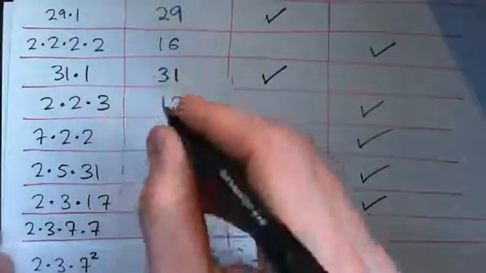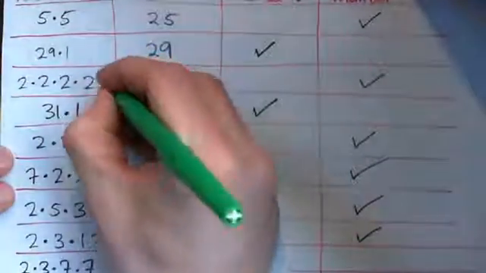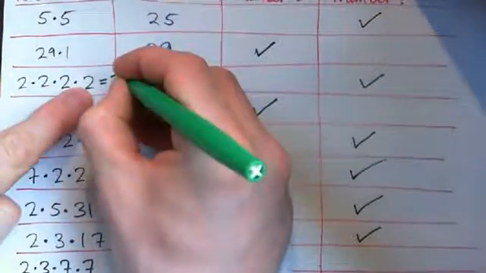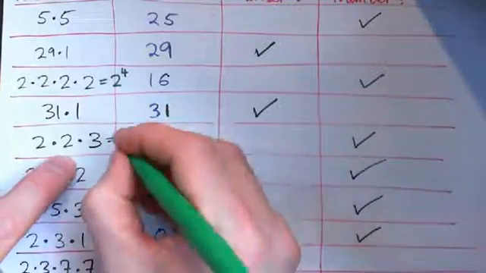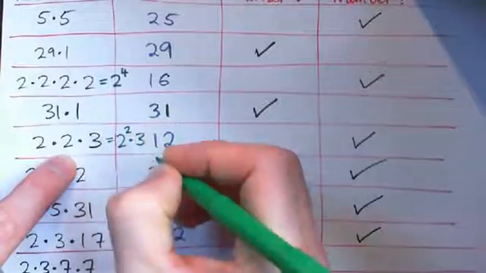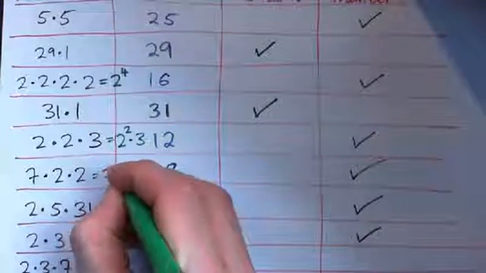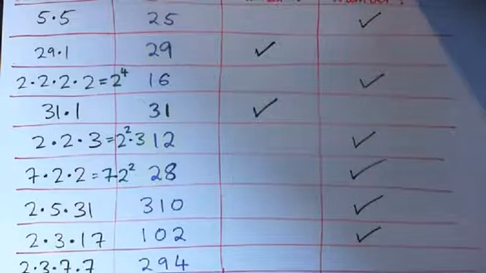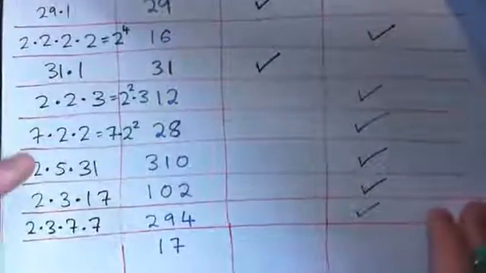And in this one here, you can also put squares into some of these other answers if you wanted to. Let's see, so this one could be written 2 to the power of 4, okay? This one could have been written as 2 squared times 3, right? 7 times 2 times 2 could have been written 7 times 2 squared, right? I think that's them all covered. And this of course is a composite number. So that's that. And how about 17?